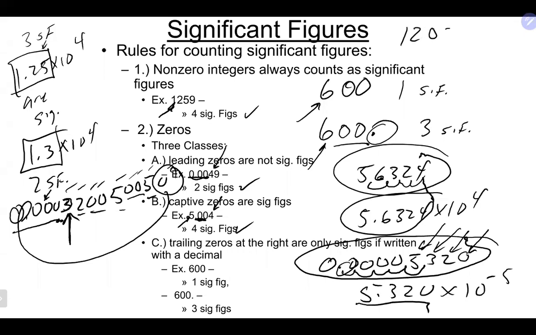Now, let's say I had something written like this. How many significant figures? Which one is the estimated digit?